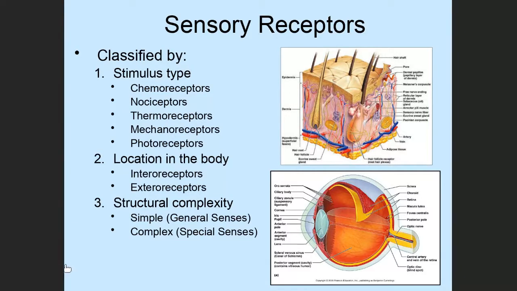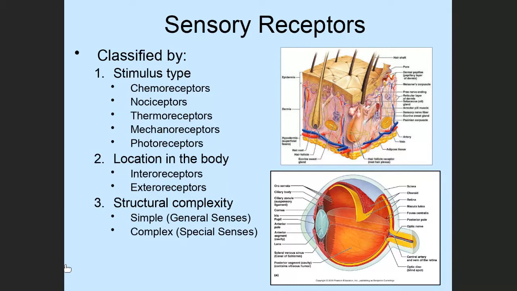The last way that we can see sensory receptors being classified is based on their anatomical or their structural complexity. So I talked about this a little bit previously, in the fact that the receptors that we have in the skin that are picking up changes in pressure, so Pacinian corpuscles, Meissner's corpuscles, for example, are really simple in their structure. Really, they're just the dendritic end of a neuron that's enclosed in a capsule.